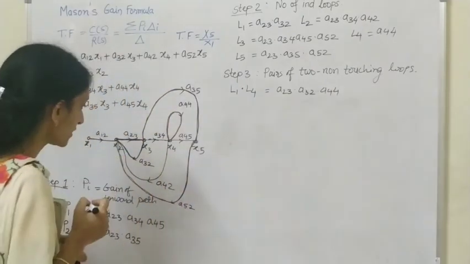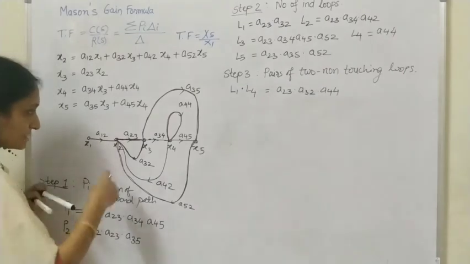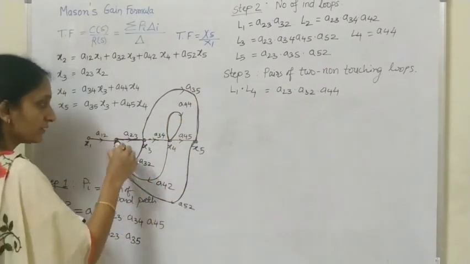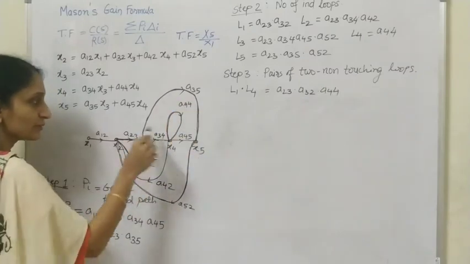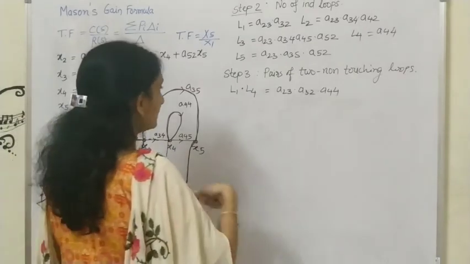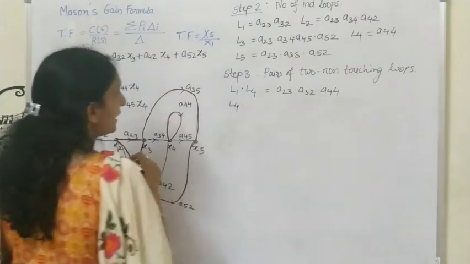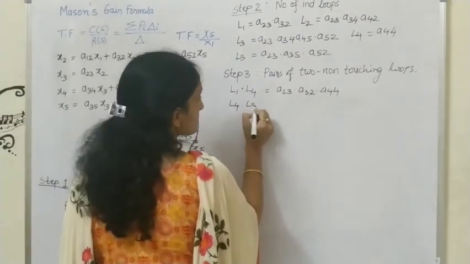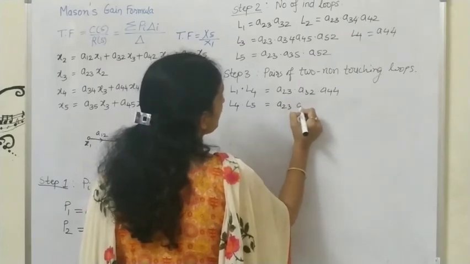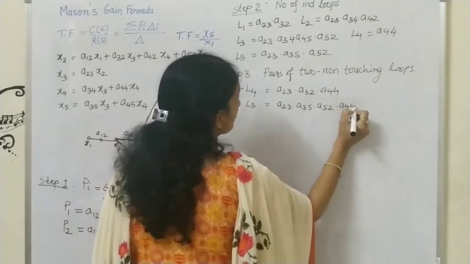Now check, one more pair is there. We have considered this outer loop, and this outer loop is not touching this self loop. So one more pair is there. I will write like this: the self loop is L4 and the outer loop is L5, which are not touching each other. So I will write a23, a35, a52, a44.